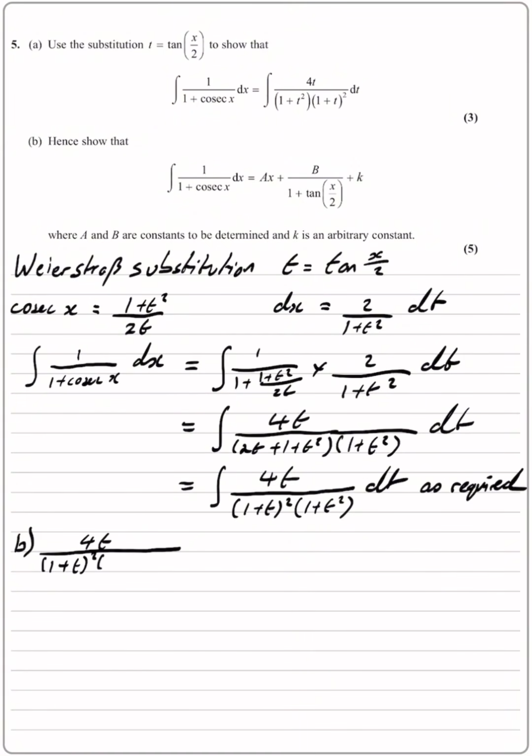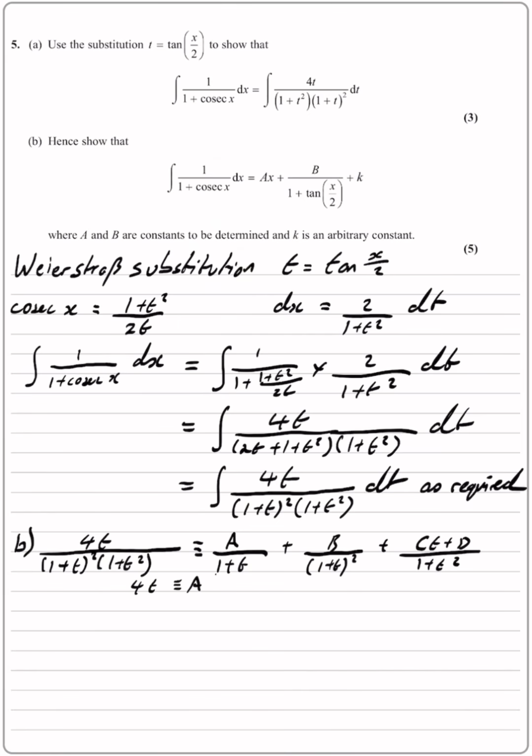I'm going to split those up into 3 separate fractions. I'm going to have an a over 1 plus t. I'm going to have a b over 1 plus t squared. And then I'm going to need a ct plus d over the 1 plus t squared one. So I can't split that 1 plus t squared up in a different way.